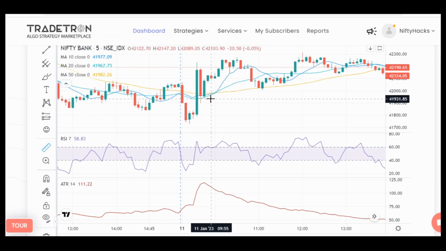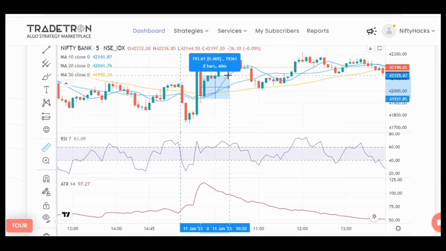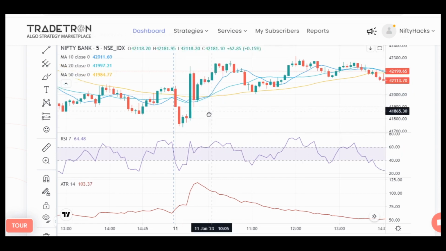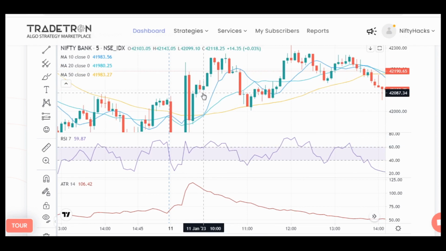No, the first SL was here, right? Because at the time of our entry, it was the lowest low value when RSI crossed above 60. So the first SL was here, but immediately after that, as you can see, RSI went below 60 and then again crossed above 60. So our SL got moved to this level, because RSI again crossed above 60 in this candle, right? So from our initial SL here, it got moved to here.